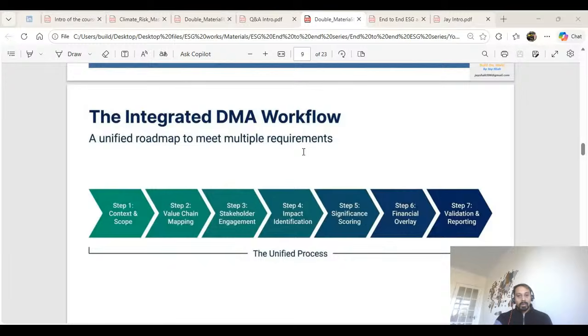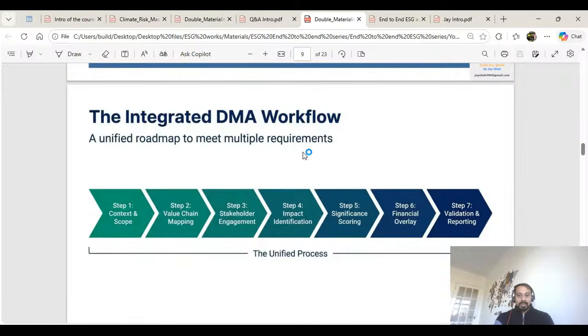So instead of running GRI, ISSB, and ESRS separately, this integrates them into one continuous workflow. Some investors ask for your impact materiality. Some investors ask for the financial materiality. Some government regulations ask for reporting based on ISSB. So you have to do this double materiality assessment that integrates both into one continuous workflow.